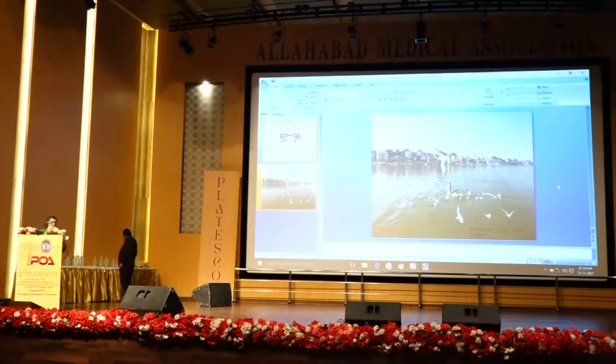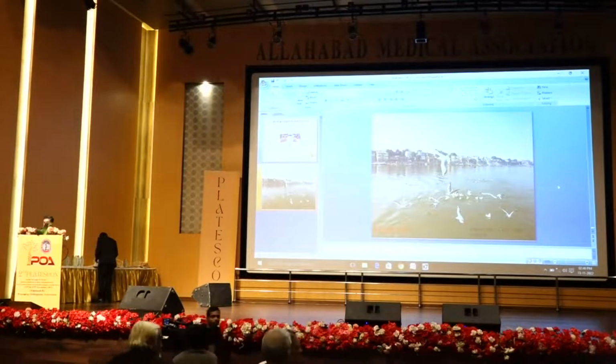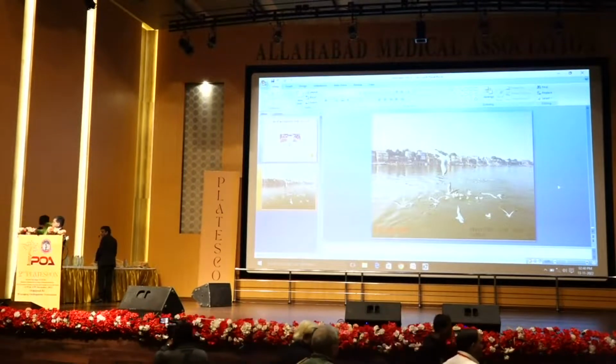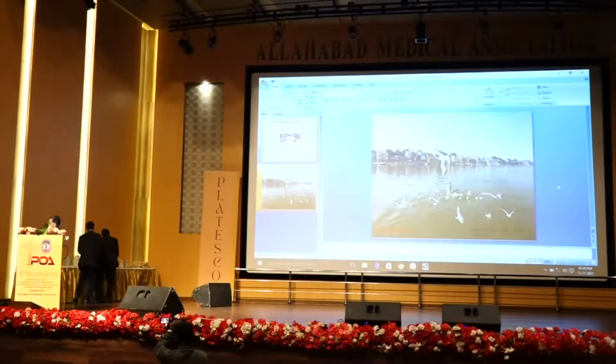Any questions from the house? How is it different from any other plate? Actually, because of the time constraint, I have not given here the detailed comparison between all other plates. I will give you that. I've got different advantages with this plate in comparison with other plates.